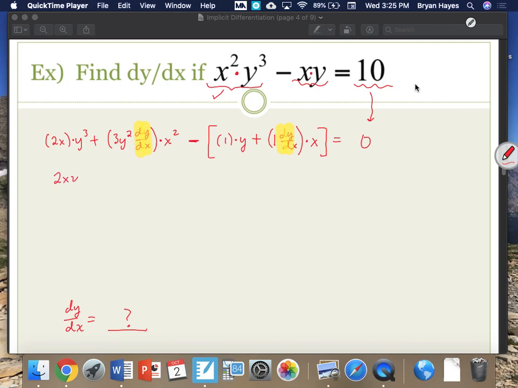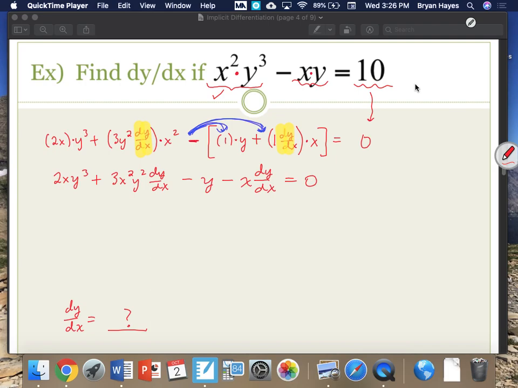We'll just call that 2xy cubed plus, that's going to be, let's call that 3x squared y squared dy dx. And then I'm going to make sure that this negative, switch colors there, this negative has got to go to both of those. That's why I put this in brackets, so that I would kind of remind myself that that negative goes to both of those terms right there. So this is going to be a minus y and a minus x dy dx, and that equals 0.